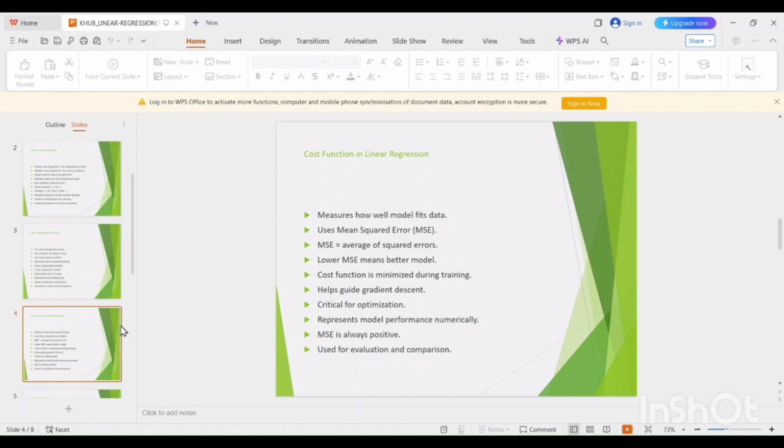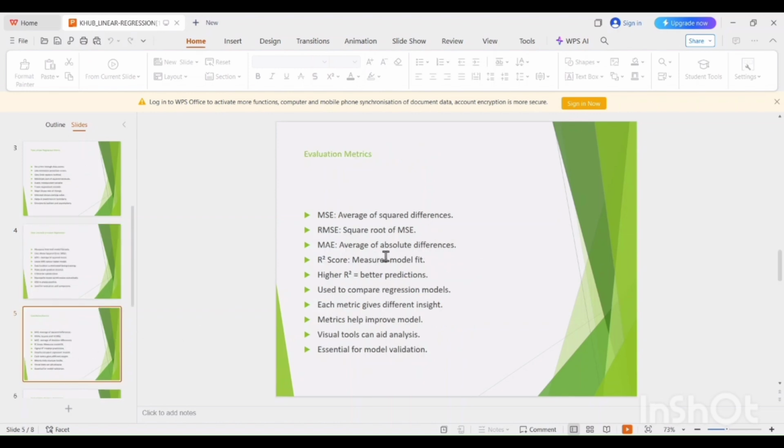Now, let us discuss evaluation metrics. The main purpose of evaluation metrics is judging model performance. For this we have mean squared error, root mean squared error, which is more interpretable, MAE, used for absolute errors, and R squared score, which is the proportion of variance explained by the model. A higher R squared means a better fit. Each metric offers a different perspective, and it helps to determine model quality.